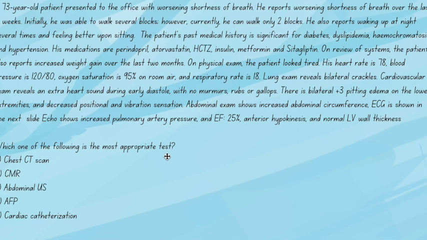Which one of the following is the most appropriate test? Chest CT scan, CMR, abdominal ultrasound, alpha fetoprotein, cardiac catheterization, okay? So first I have to know the diagnosis, then I have to know which test to order.